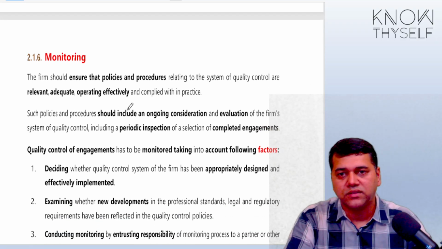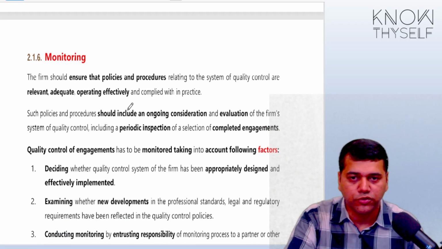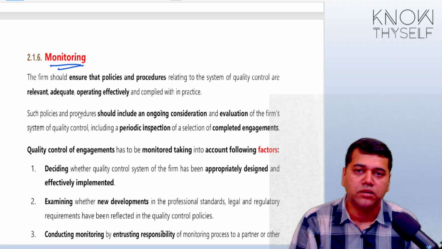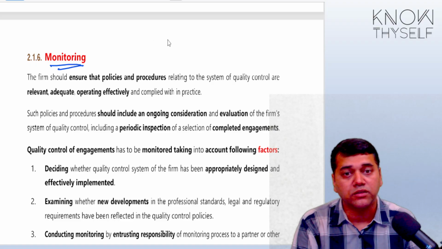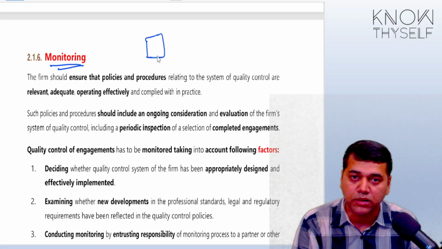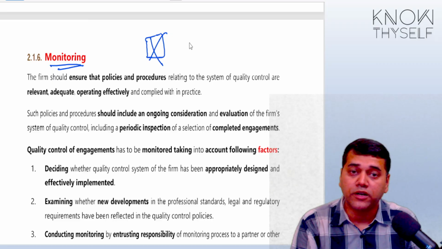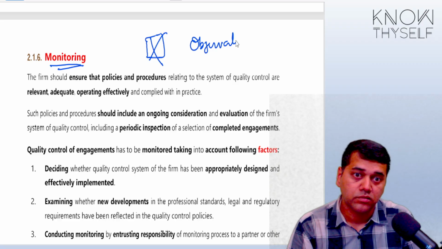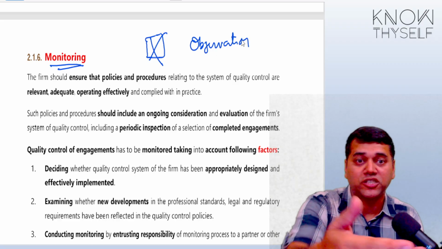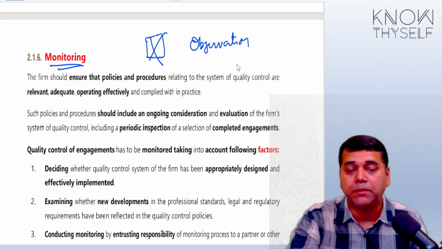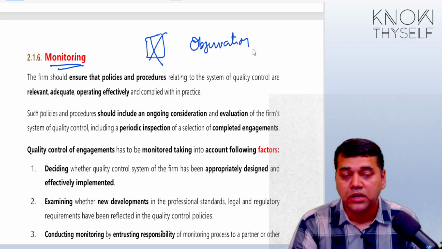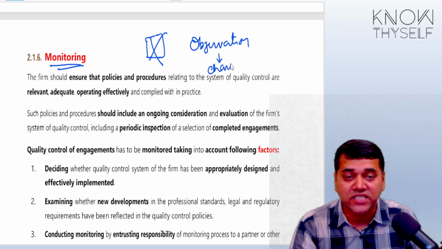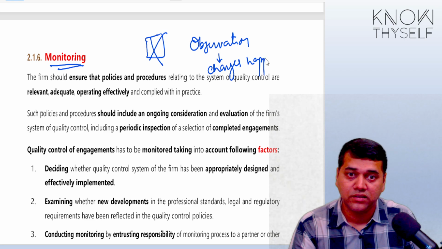Yes, the last element for SQC1 is monitoring. Now, what is monitoring? See, one is your TV monitor. Are they talking about this? No. We are talking about monitoring, that means observation. You see, patients have to be monitored. What exactly happens in the monitoring of a patient? A patient is closely observed for the changes happening. Correct? Do you agree with me?